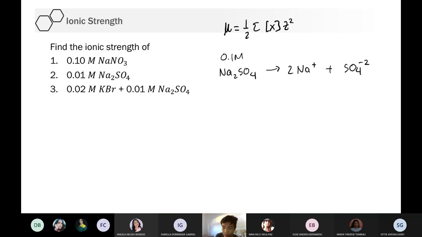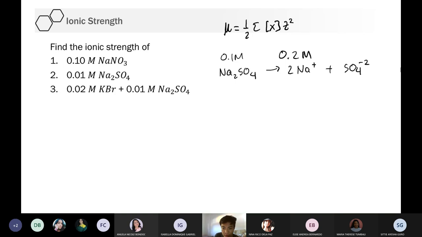So we have the salt, ginawa natin siyang ions. Okay? So ganun lang. Okay, again, let's determine their molarities, no? So, if we have 0.1 molar of this solution, what is the molarity of sodium ion? That can be determined by stoichiometry. So, since ang coefficient dito ay 2, that means the molarity is twice the original molarity. Times 2 lang yung molarity dito. That will be 0.2 molar.